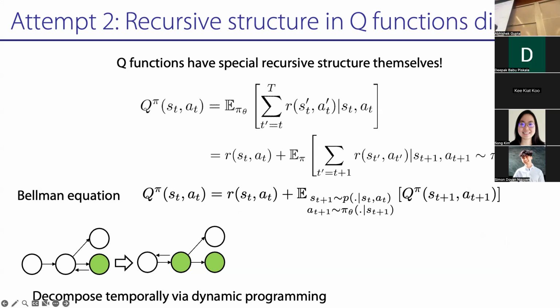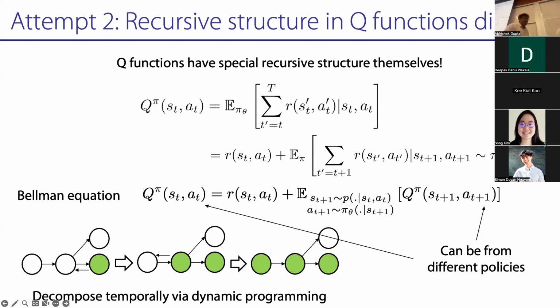Okay, cool. So the nice thing about this recursion is that here A doesn't have to be from pi theta, but here A at t+1 is sampled from pi theta, right? And so you can be off policy.